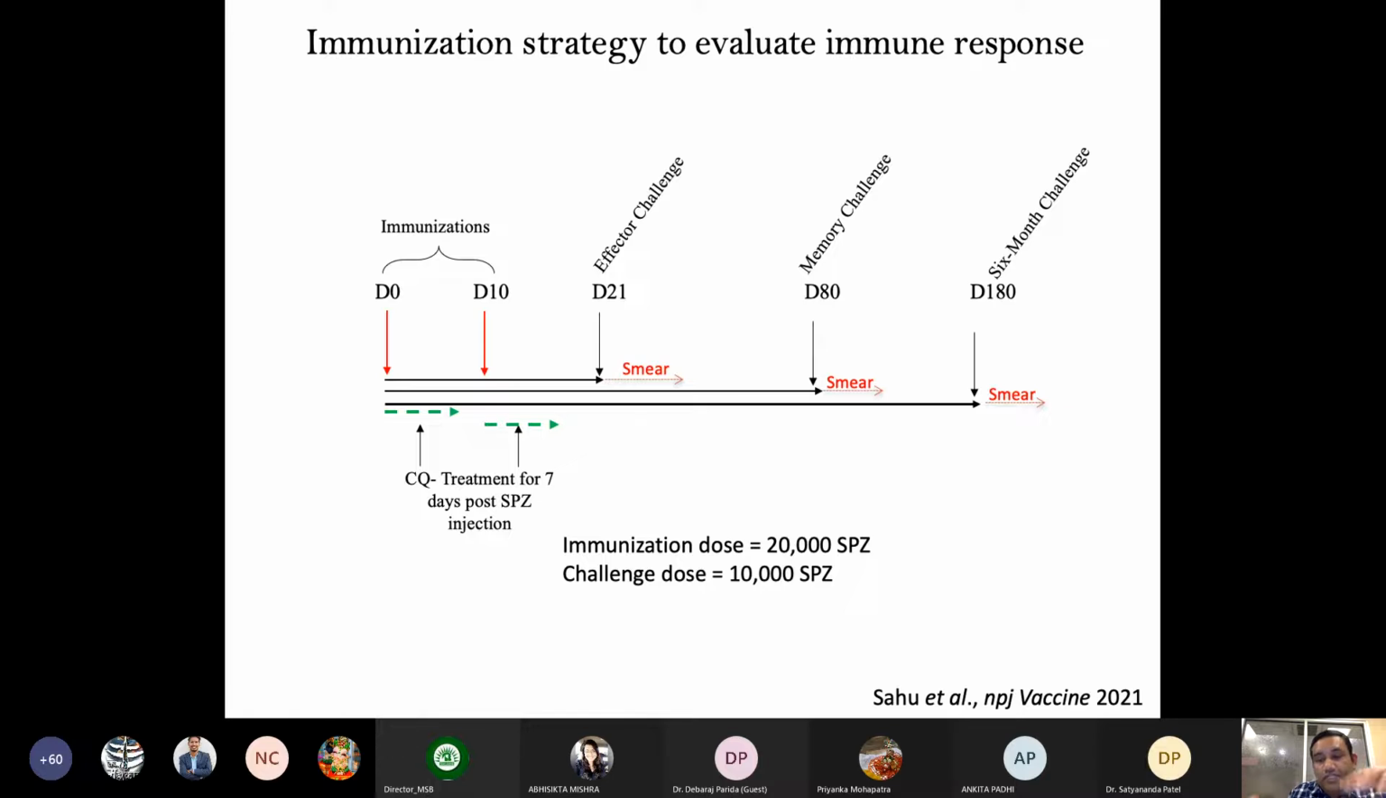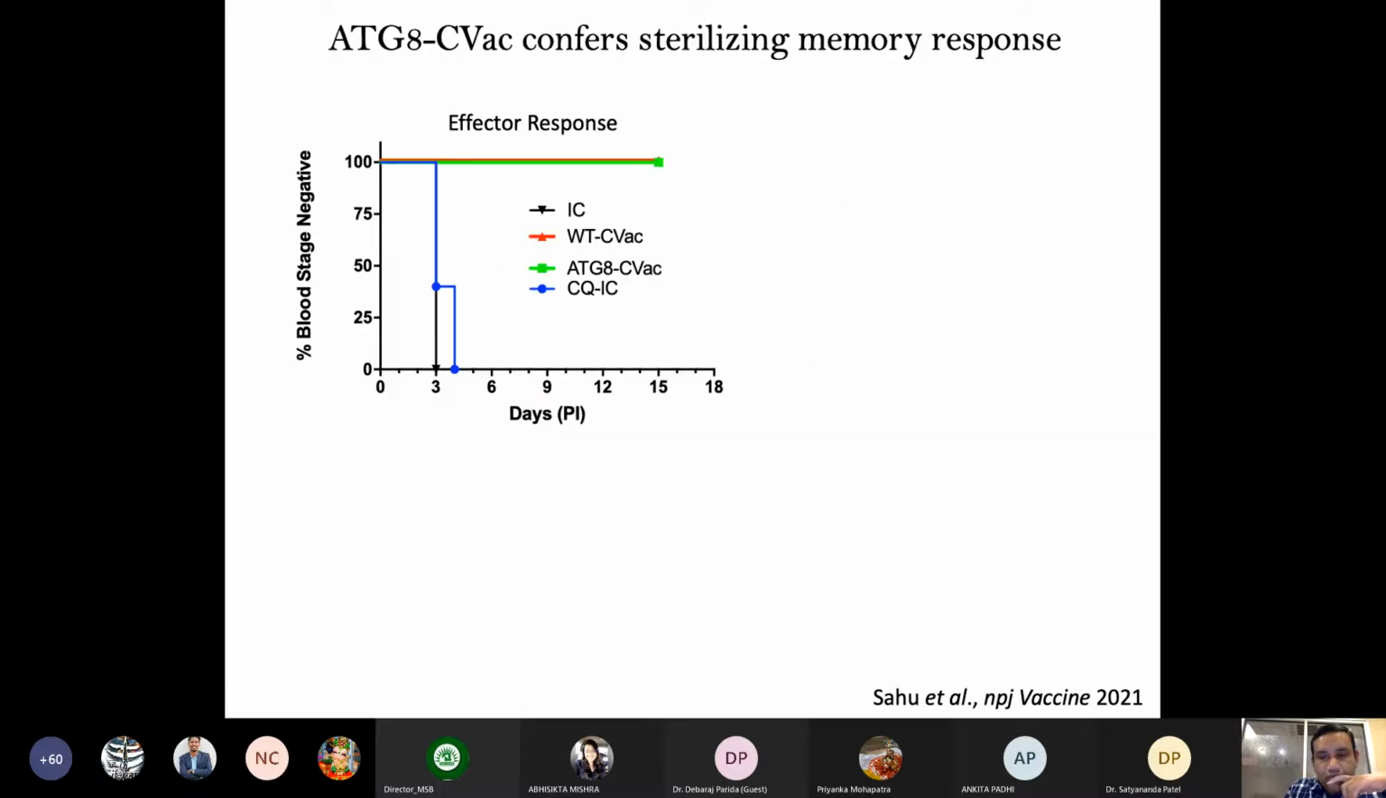If the blood smear is positive, they are not protected. If the blood smear is negative, they are protected. Similarly, we challenged another group of mice on day 80, which is basically a memory challenge, and another group after 6 months to look at how long the protection lasts in this model. And we published this already recently in the NPJ Vaccines journal.